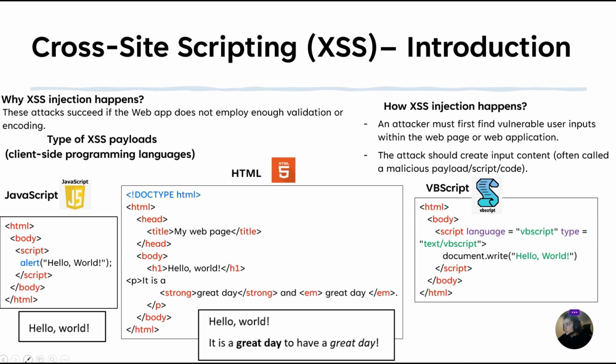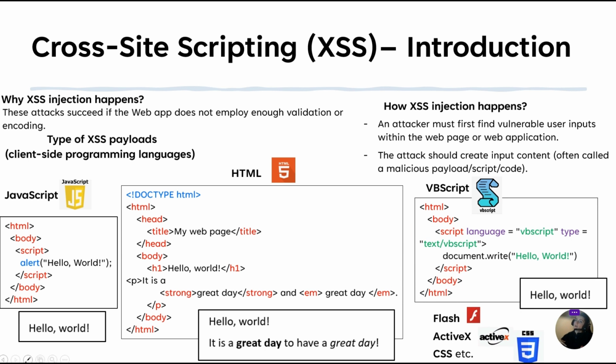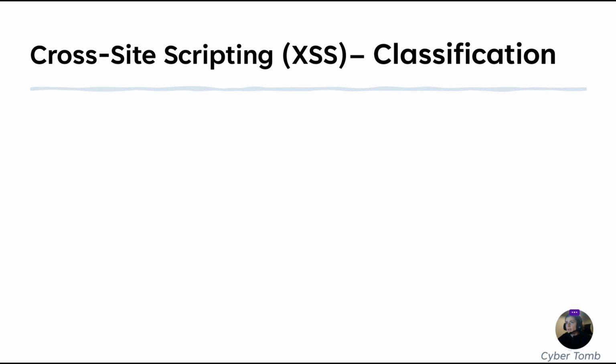All right, VBA script. That's how the VBA script looks, and hello world. There can also be different types of XSS payloads with different client-side programming languages such as Flash, ActiveX, CSS, and so on. But these are probably the most common ones. Okay, let's move to the next one.